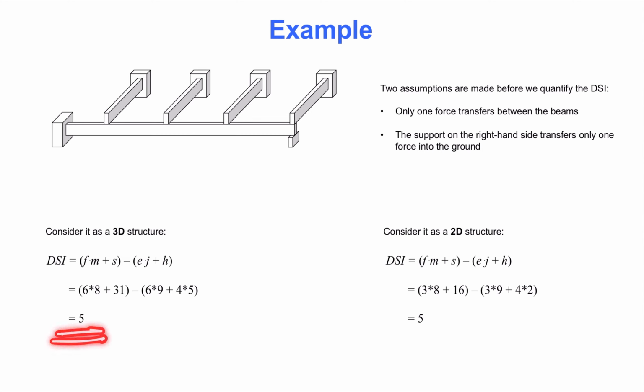Now let us consider all these beams as being two-dimensional. In that case, there are 3 unknown internal forces in each of the 8 beams.